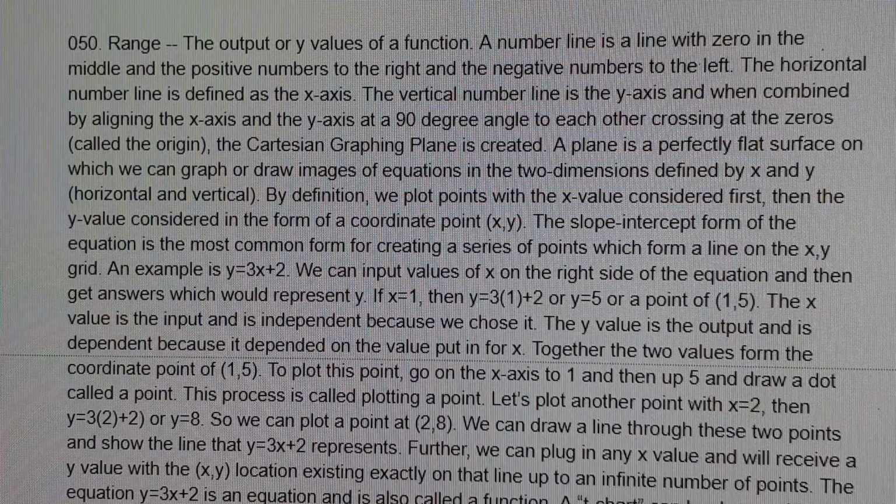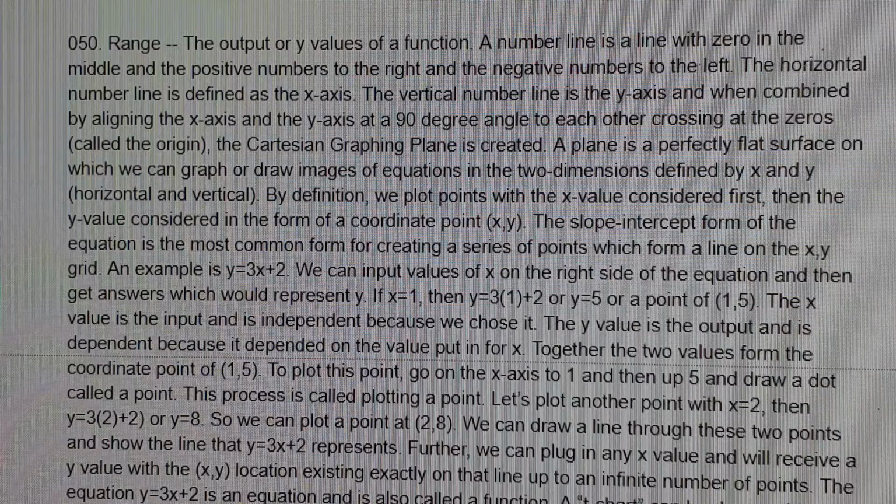The slope-intercept form of the equation is the most common form for creating a series of points which form a line on the xy grid. An example is y equals 3x plus 2. We can input values of x on the right side of the equation and then get answers which would represent y.